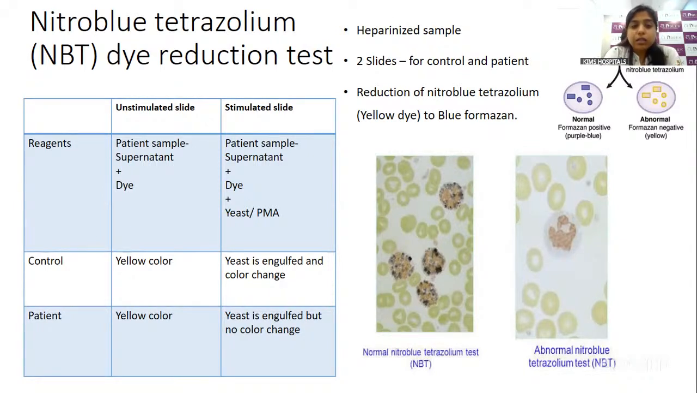Generally, the dye will be yellow in color. After stimulation with yeast, the dye will change color to blue due to the formation of formazan. That is what is depicted in these two slides. This is an abnormal nitroblue tetrazolium test because there is no formazan formation. This is a normal one, the control slide.